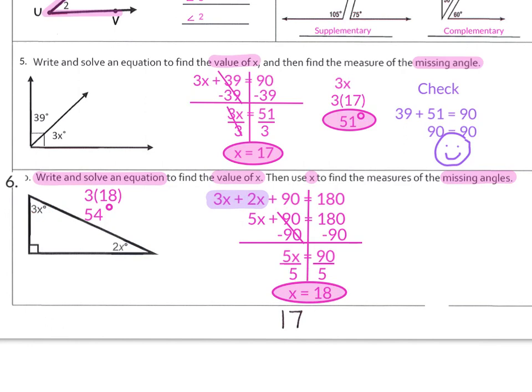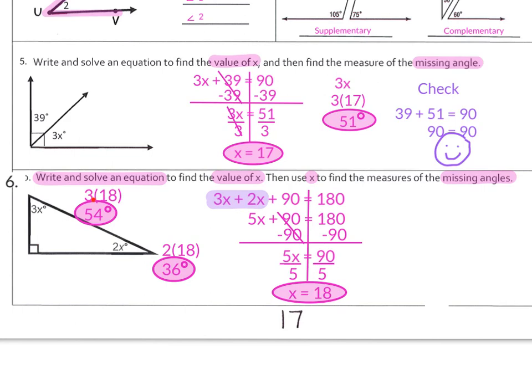The other one is the 2x. I'm going to do the same thing with that one. Instead of being 2x, I'm going to do 2 times replacing that x with the 18, and I get 36, and that again is an angle measure, so I'm going to put the degree symbol. So the last part of my answer is finding those missing angles, that this one is 54 and the 2x becomes this 36.